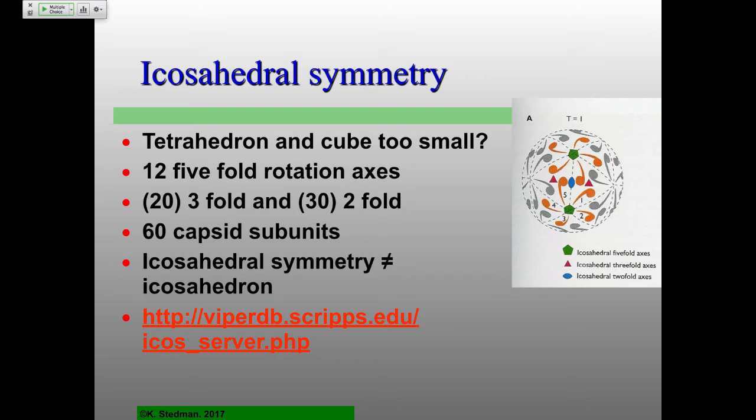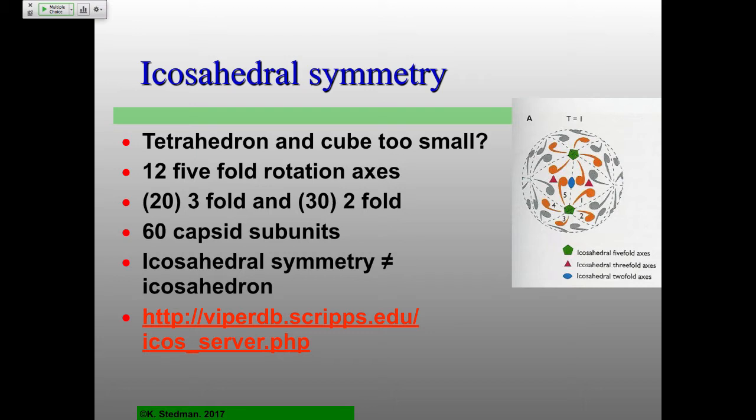What you end up with is what's also called a T equals one icosahedron here. But now each of these subunits, again drawn with these little commas, is interacting with all of its neighbors in the same way, at least at this end. Here this guy's interacting with four other neighbors. This guy's interacting with four other neighbors. These guys are interacting with four other neighbors as well.